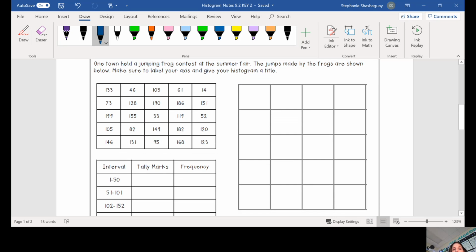To make our own histogram, they gave us the following information. It says one town held a jumping frog contest at the summer fair. The jumps made by the frogs are shown below. Make sure to label your axes and give your histogram a title. So our title here is going to be Frog Jumps.